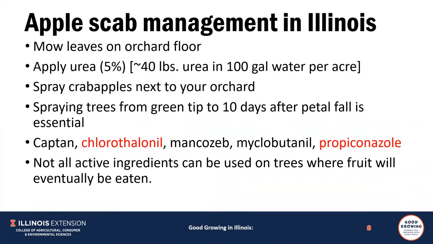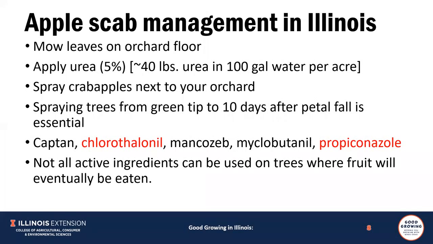So the best way to manage apple scab, it can overwinter on those leaves, and so removing those leaves from the orchard is a good situation. So mowing those leaves on a commercial level, they often apply urea to those fallen leaves to help them compost more effectively. As I said, they can be found on crabapples, so spraying the fungicide on your crabapple tree would also benefit to reduce that amount of scab. And the time of spray that you're going to be applying is from green tip until 10 days after petal fall, which is also approximate to your first cover spray.